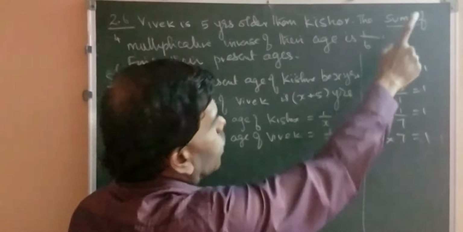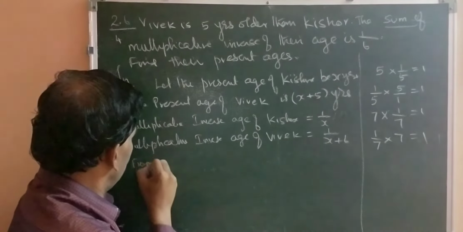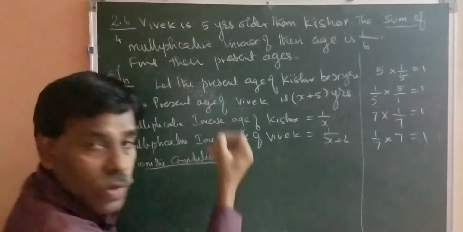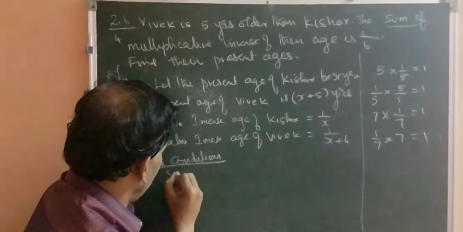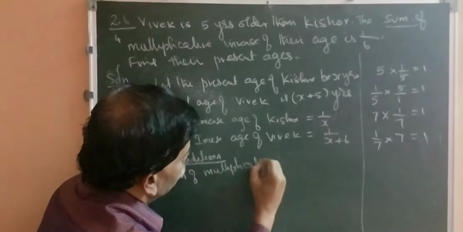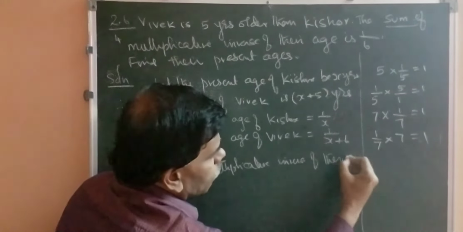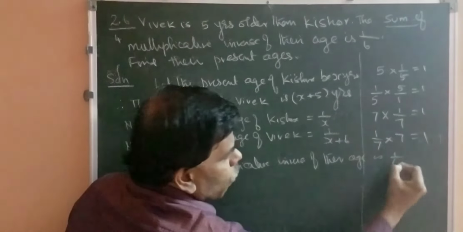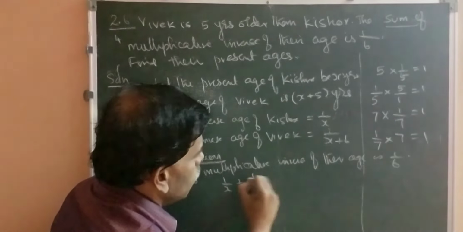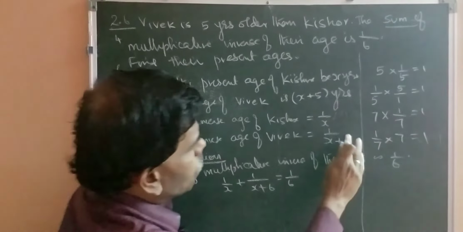Now what do you have to do? What does the condition say? From the condition, the sum of the multiplicative inverse of their ages is 1 upon 6. That means this age plus this age is equal to 1 upon 6.